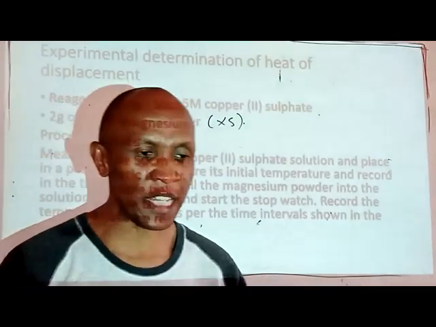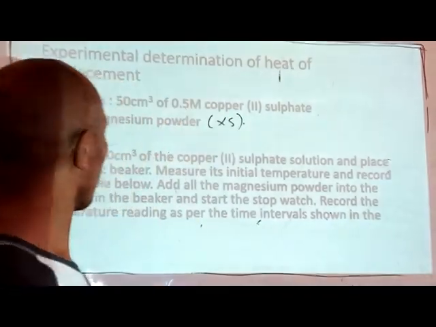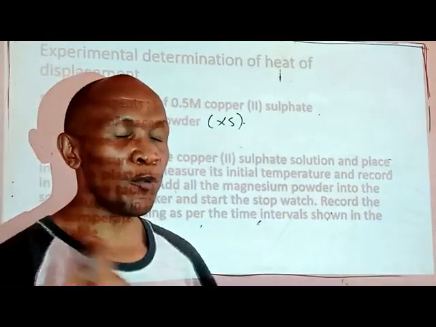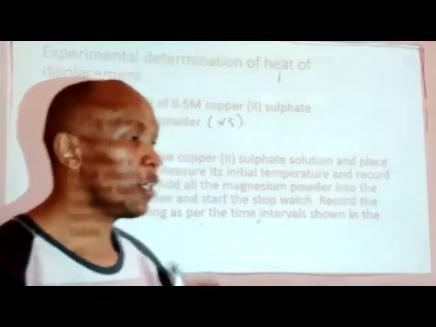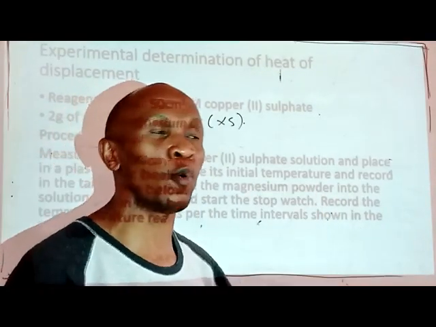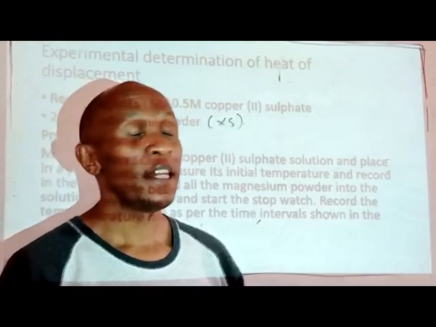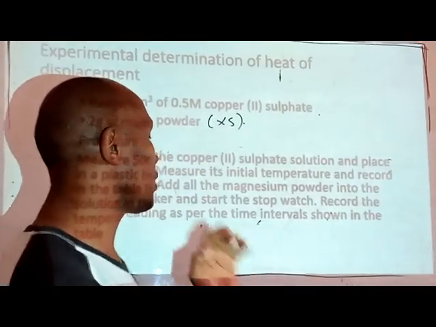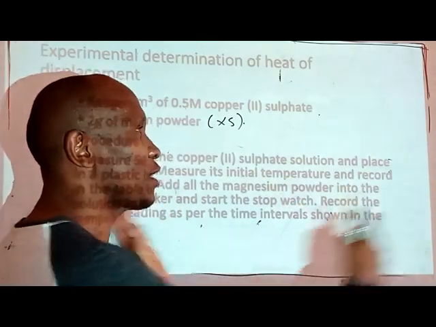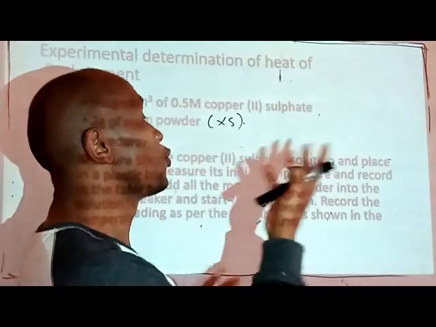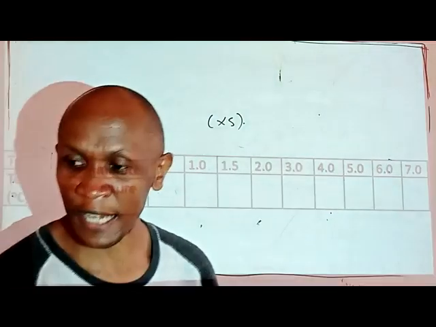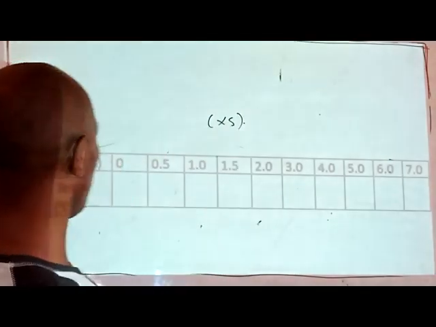So how am I going to run this experiment? All I will do is to measure the 50 cubic centimeters of copper 2 sulfate, and I've done that. I will get the temperature of that solution. Then I will introduce the magnesium, all of it. At the same time, I'll start the watch. Then I'll be taking the temperature at given time intervals. Because the table looks so big, I want to run that experiment for quite some time, so I may even need 2 pages. I will have a table that looks like that. That is the table I'm going to use.